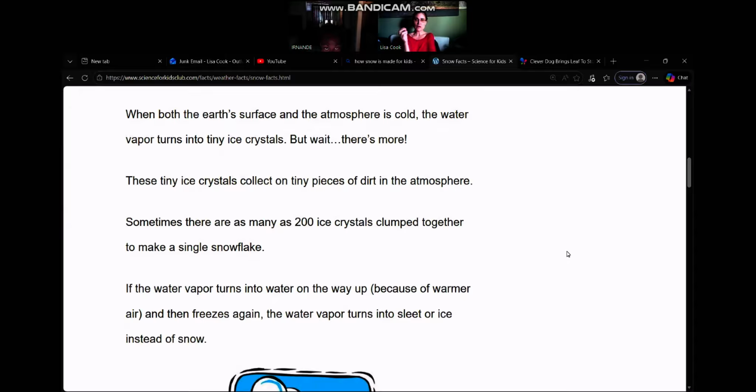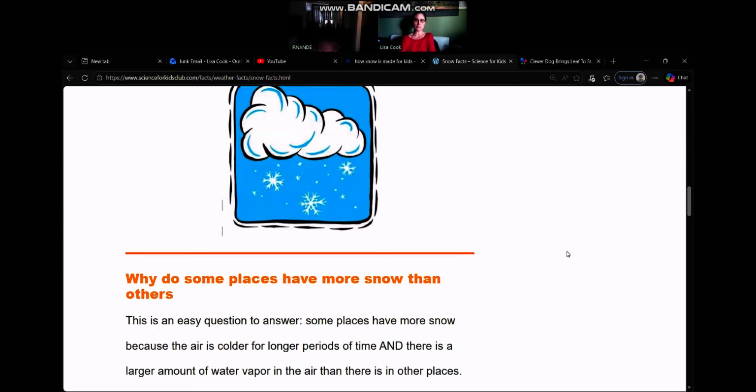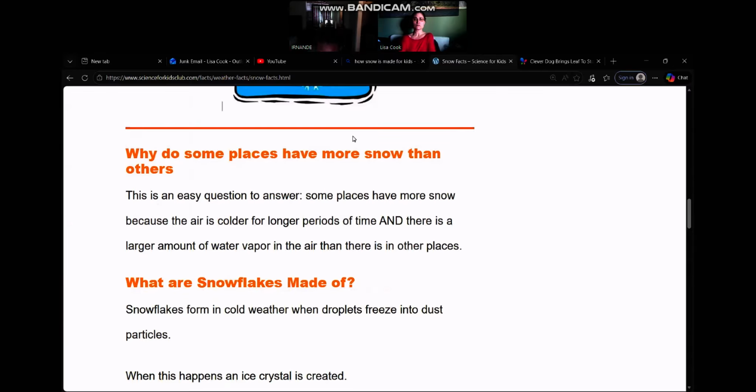Okay. There's times when you can see the frost in your fridge, and it looks like snowflakes. And then there's the ice cubes, which are pretty solid. The sleet or ice is the ice cubes. If it melts on the way up or down and freezes again, it becomes more of an ice cube. Okay. There you go. Read.